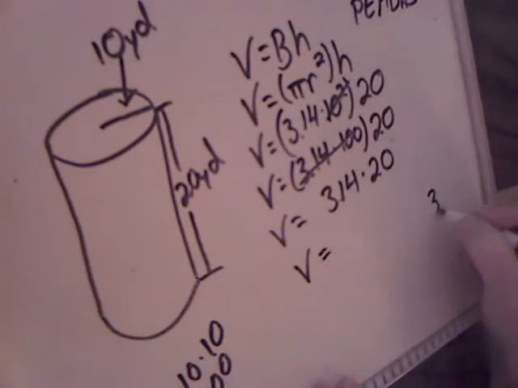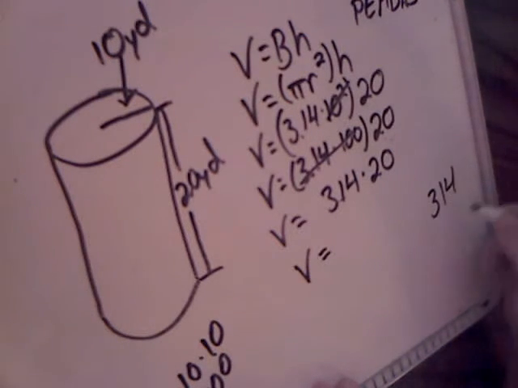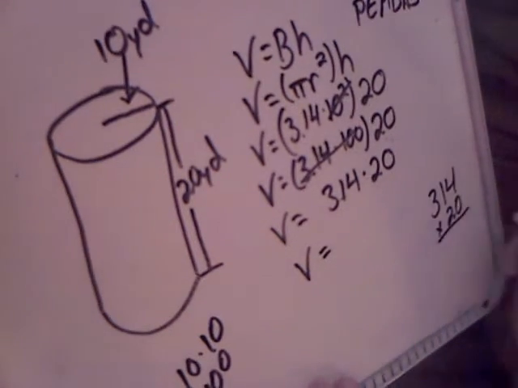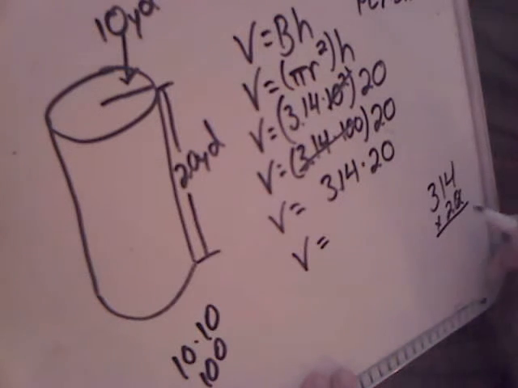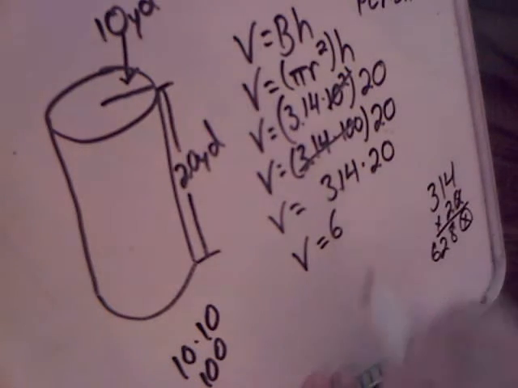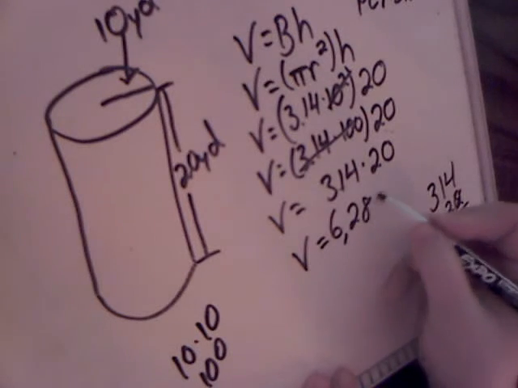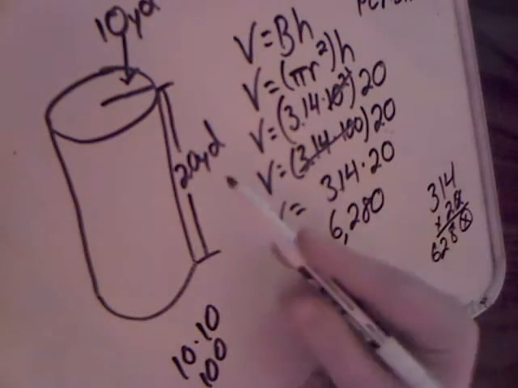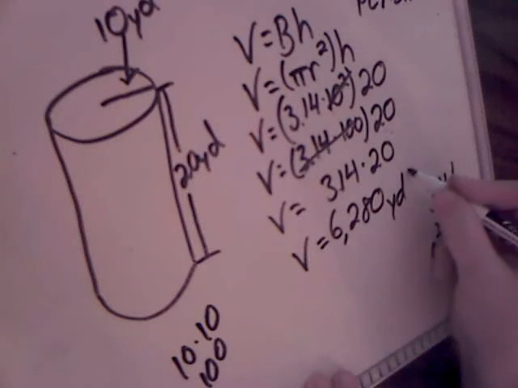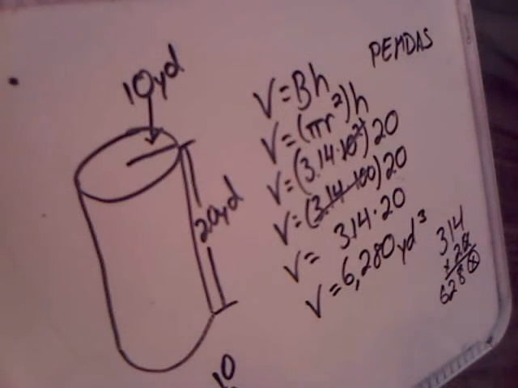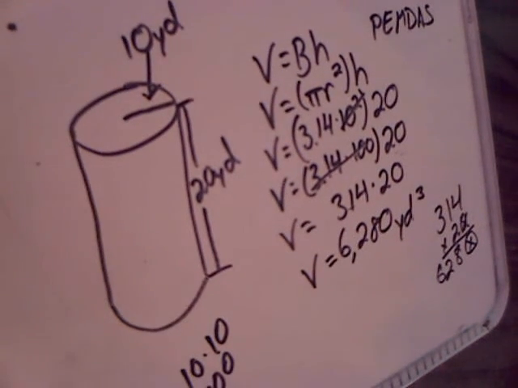Well, we should probably double check just to be on the safe side. 314 times 20. 0, don't need to do anything with that. 2 times 4 is 8. 2 times 1 is 2. 2 times 3 is 6. So the volume is 6,280 yards cubed. And there you have the volume of that particular figure.